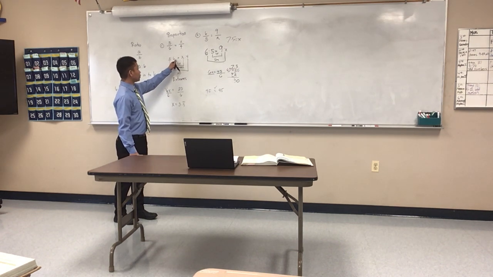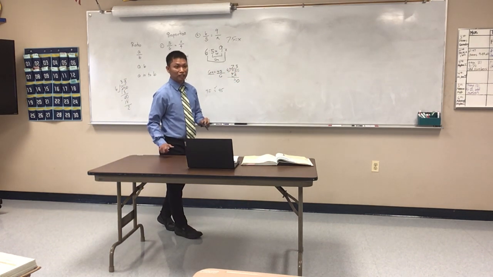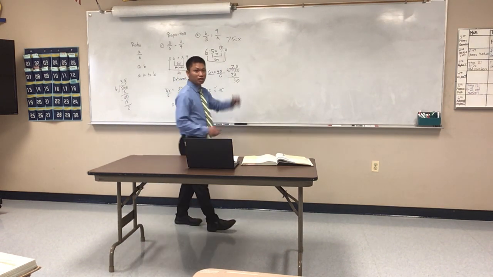So this would be 6 times 3.333, and that's 19.99999. It's almost 20. Okay? So that would be the value of x. It's easy? Yeah, this is easy.